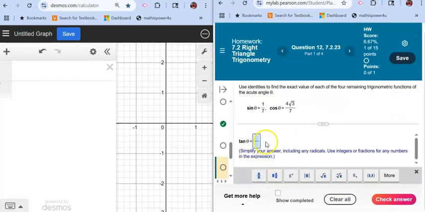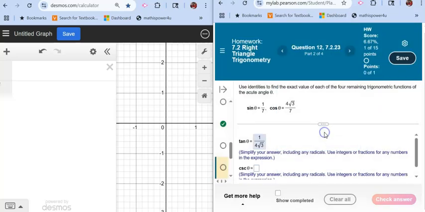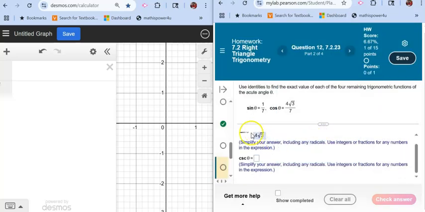So fraction bar, 1 on top. Down below, we've got a 4 times the square root of 3. So that's perfect to write it in that format. You can rationalize, for those of you that understand rationalizing the denominator, but you don't have to.